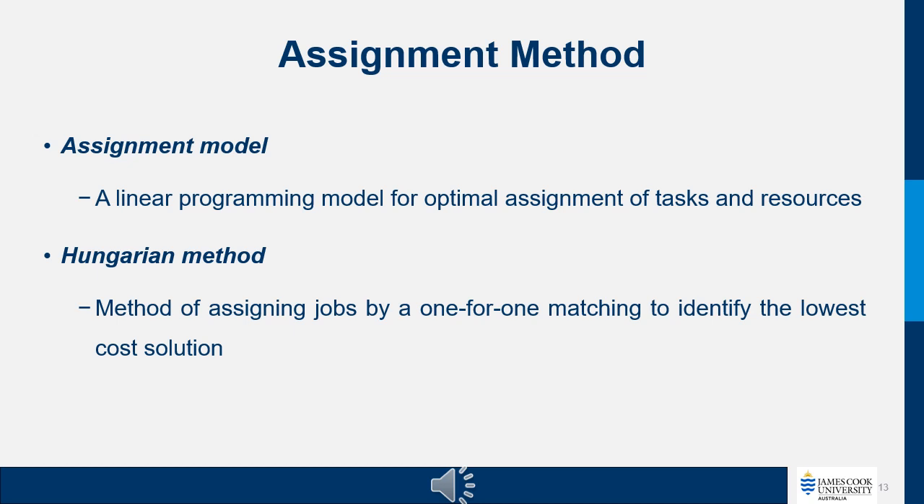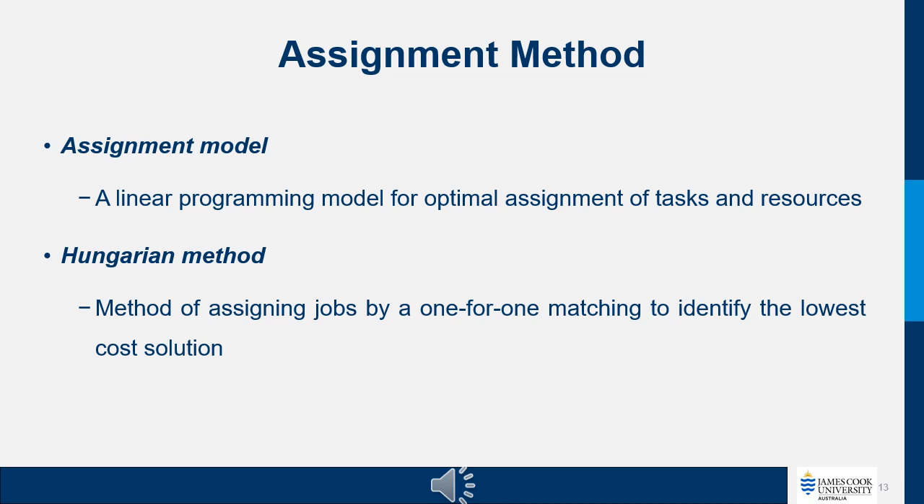It consists of two main components, the assignment model and the Hungarian method. The assignment model is a linear programming model that helps determine the most efficient assignment of tasks to resources. It involves identifying the objective functions and constraints that define the problem, such as minimizing costs or maximizing productivity. By formulating the problem as a mathematical model, it becomes possible to find the optimal assignment solution.